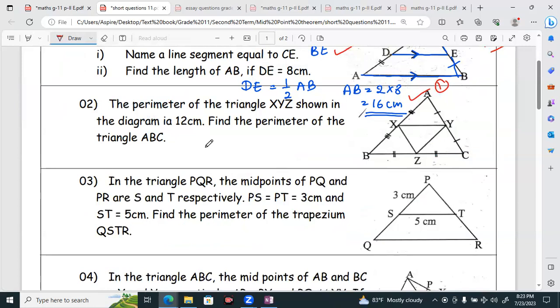Okay, the perimeter of the triangle XYZ shown in the diagram is 12 centimeters. Find the perimeter of triangle ABC. Can you try this one? I will give you some minutes. You are given that the perimeter of triangle XYZ is 12, and you have to find the perimeter of triangle ABC. Okay, try to do this one.